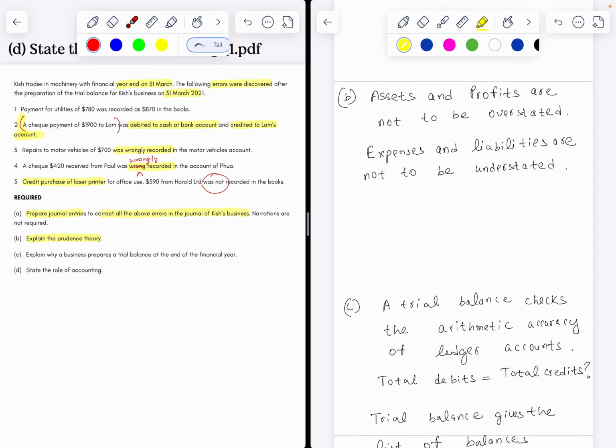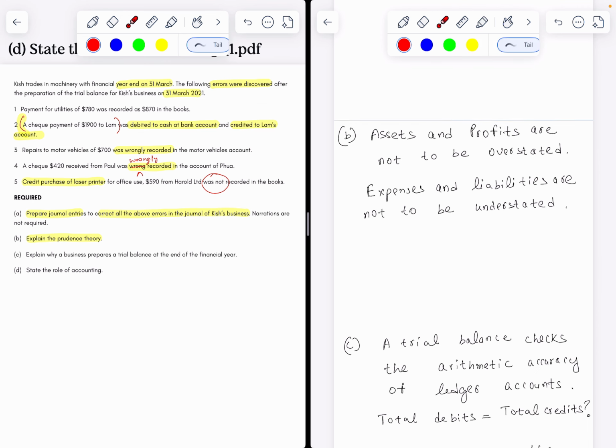Explain the prudence theory. So the prudence theory is pretty straightforward, which is to not overstate your assets and profits and to never understate your expenses and liabilities. So we always want to be very careful in terms of whether we are inflating our performance by showing higher profits. We don't want to do that. We want to make sure our assets have always taken into consideration possible losses, and our liabilities also include any contingencies or relevant measures. So let's think about some examples.